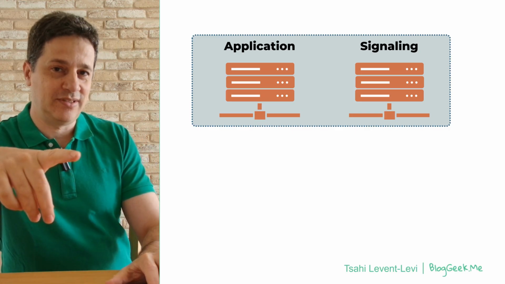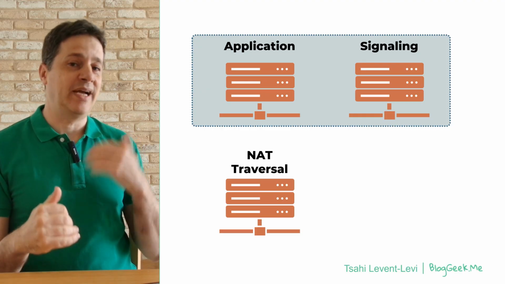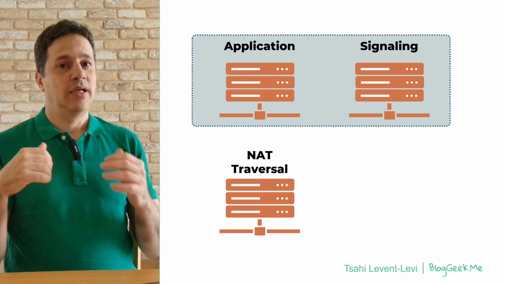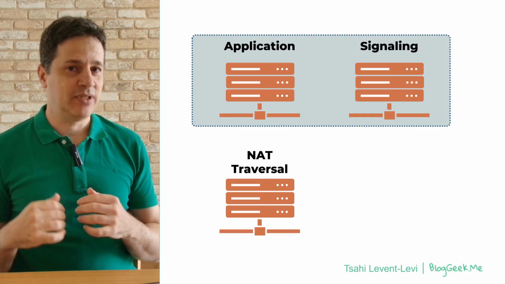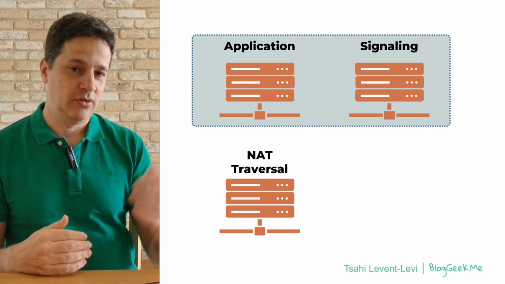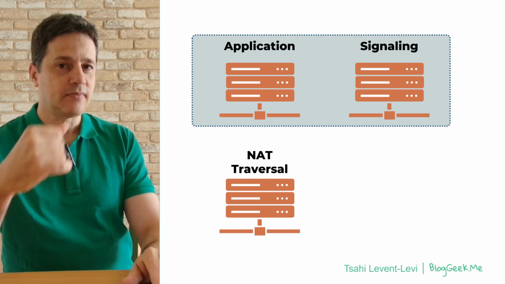The next set of servers that we have are the traversal servers. These are also known as ICE servers, and they are TURN and STUN. STUN allows us to know what our public IP address is, and TURN allows us to relay media through that TURN server. We need these for some of our calls, not all of them.